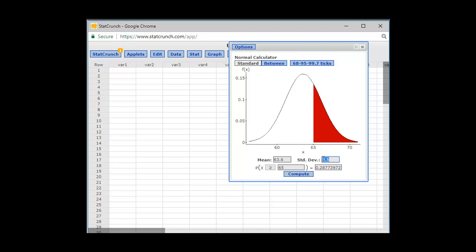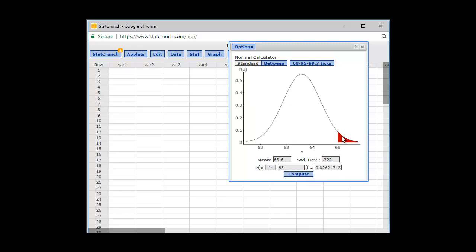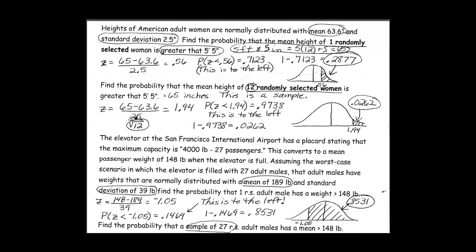I get a new standard deviation of 0.722. So I need to adjust the standard deviation in StatCrunch, and I can see that I get a much smaller outcome, 2.62 according to StatCrunch here. So the chances of getting a whole group of 12 women whose average height is 65 or greater is much, much more slim. You must be hanging out at a school for models or something because they're unusually tall there. Okay, so we're going to put that aside and continue on.